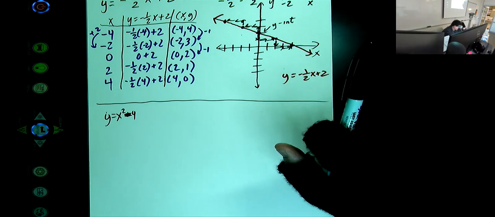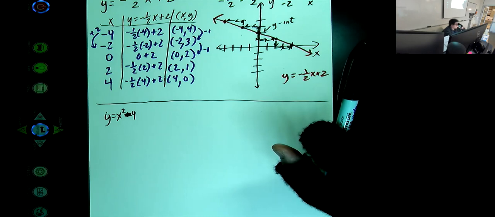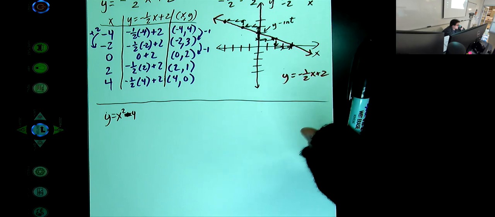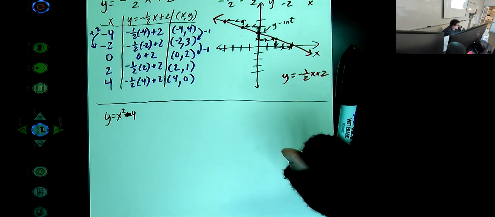I know there's a way you can find the slope, just like that. But this one does not have, you do not want to do slope on this one. The slope changes from point to point.